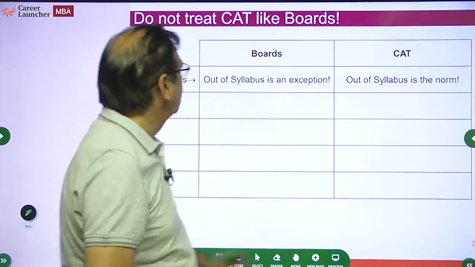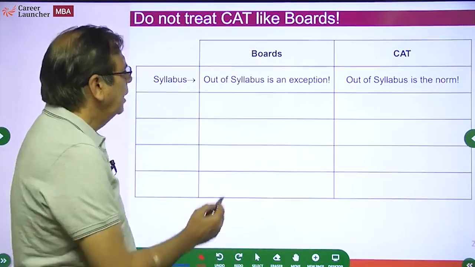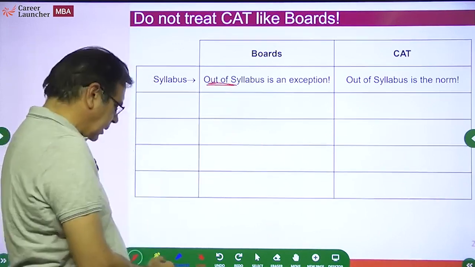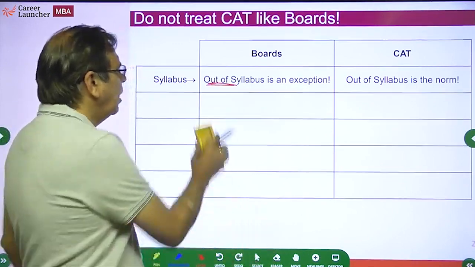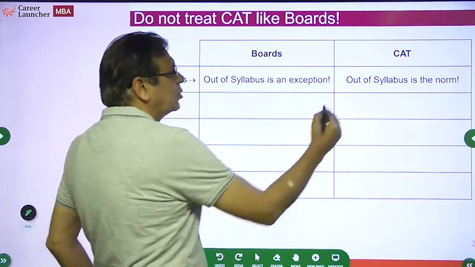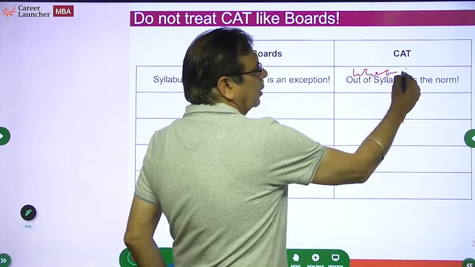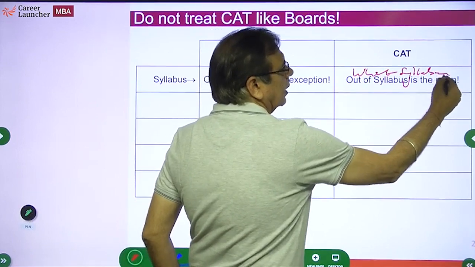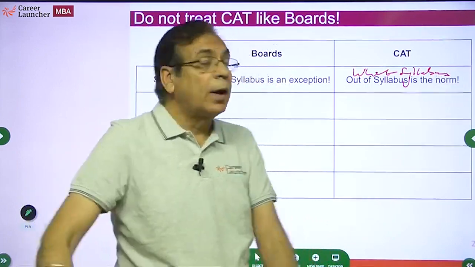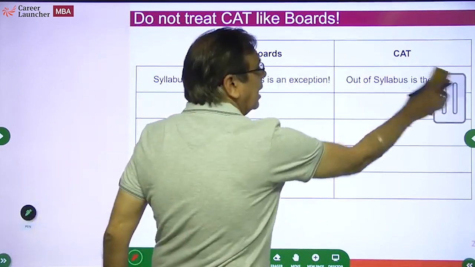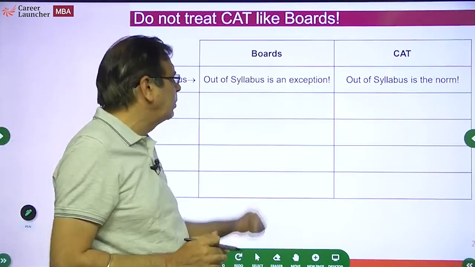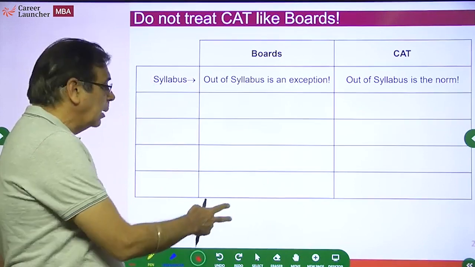Okay. First thing to remember, CAT is not like your board exams. In a board exam, out of syllabus is an exception. This is an exceptional thing. This does not happen normally. However, when it comes to papers like CAT, what syllabus? The right question to ask actually is, what syllabus are we talking about? There's hardly anything called syllabus. At least the exams don't tell you what the syllabus is. So what is required is, we look at old papers and find out ki syllabus kya hai. So pehli cheez to ye hai ki syllabus kya koi ata pata nahi hota in these papers, which is not the case as far as board exams are concerned.